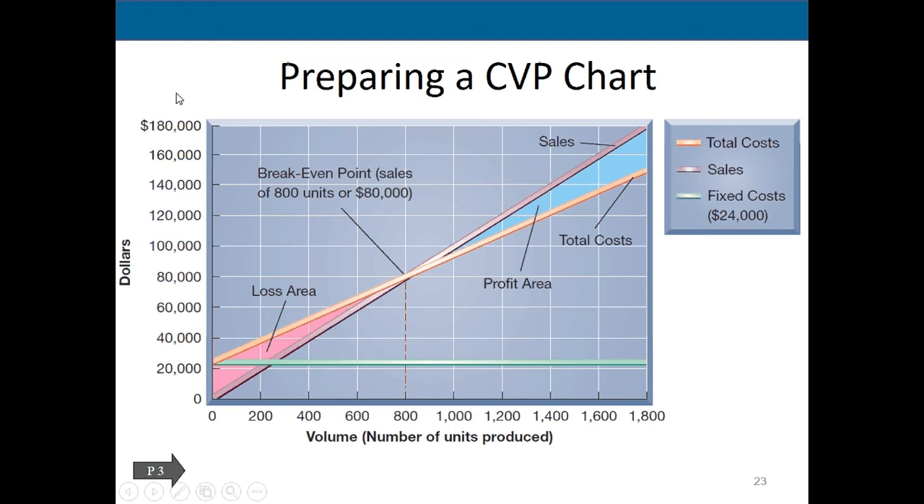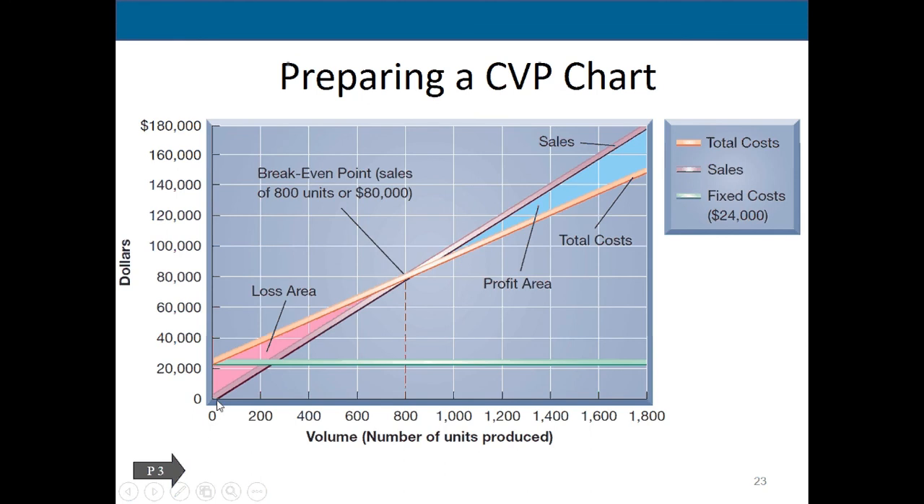We have our dollars over here, right? This is going to represent cost dollars, and this is the volume, or number of units. Okay, we're going to plot sales. So this is total dollars, whether it's sales or cost. I got to back up a little bit there. So we're going to plot sales, right?